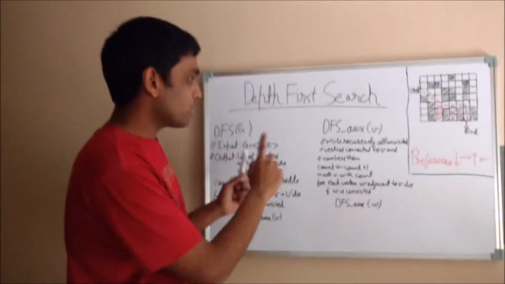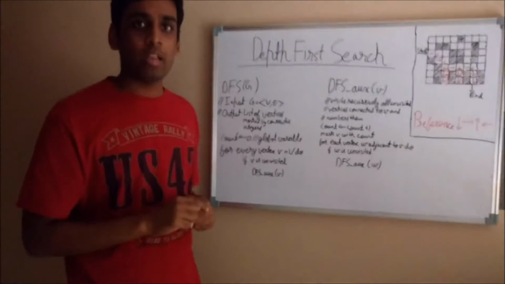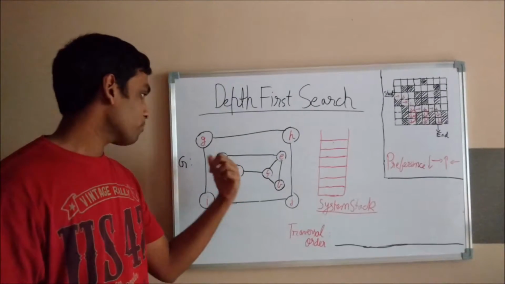Now I'll be explaining this algorithm with the help of an example. It has 10 vertices, A through G.